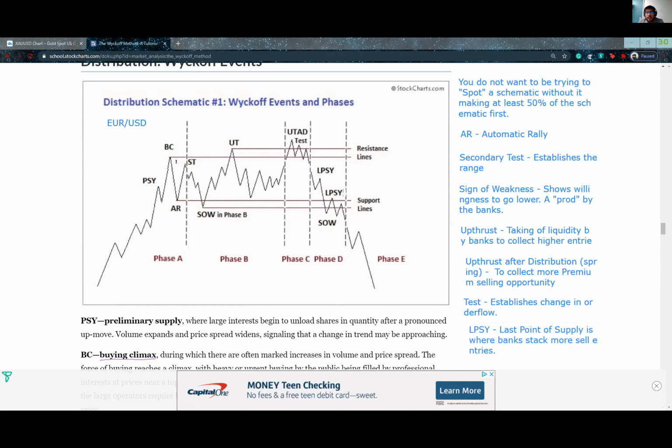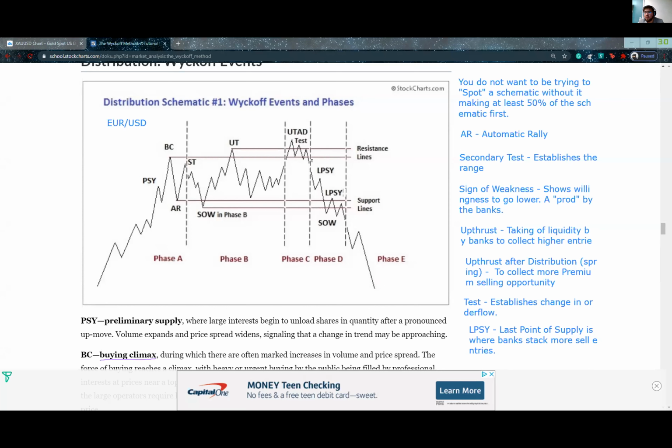As we see here, we're going to have the UTAD, the test, which creates the bearish flow, and then from there we're going to have the LPSY. Now the LPSY a lot of times is meant to test and mitigate the actual test. So what are they going to do? The LPSY is meant for banks to push up and get more stacks of more selling entries. It's meant to stop people out who already have their stop loss at break even.